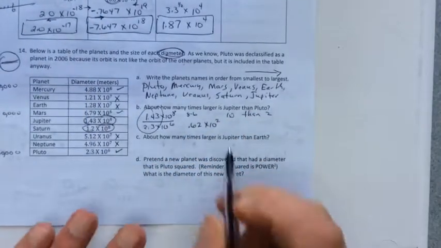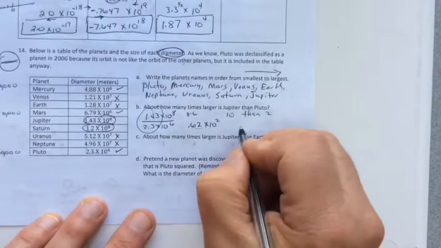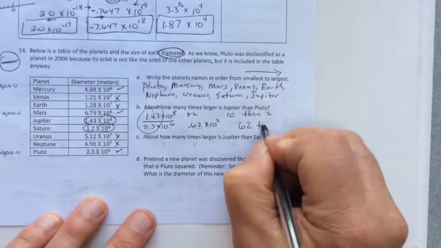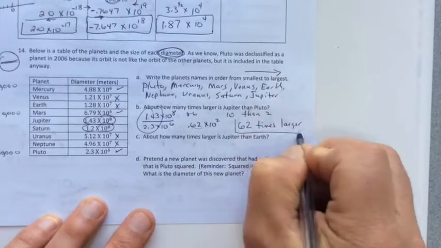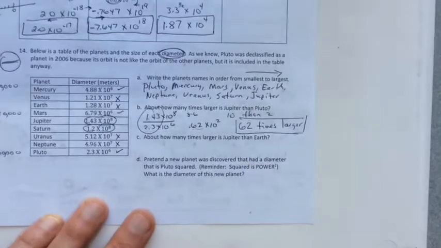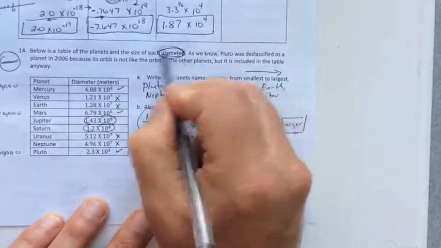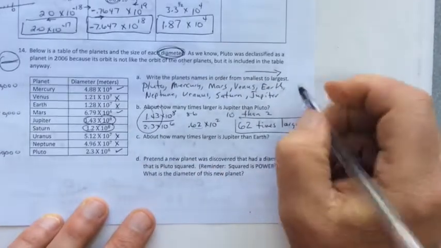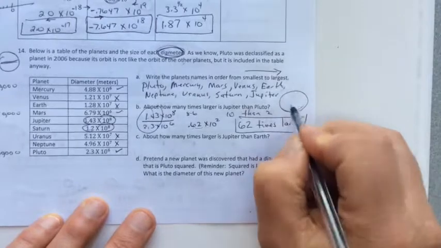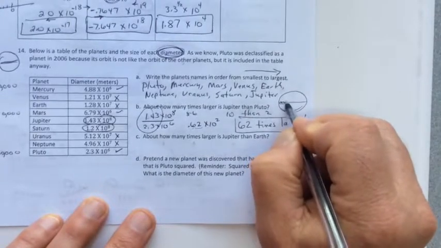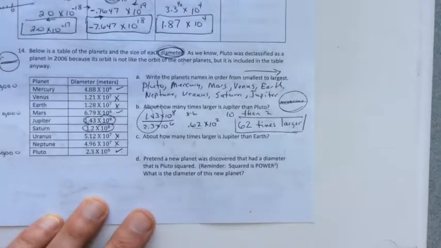So what does this actually mean? It means move the decimal 2 times. So 1, 2, that means it's 62 times larger. Now that means just the diameters. So if this is Jupiter and this is Pluto, 62 Plutos will fit across Jupiter.